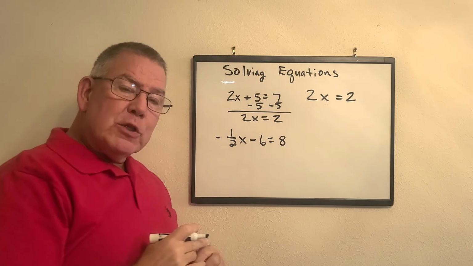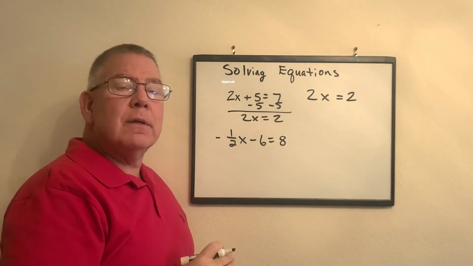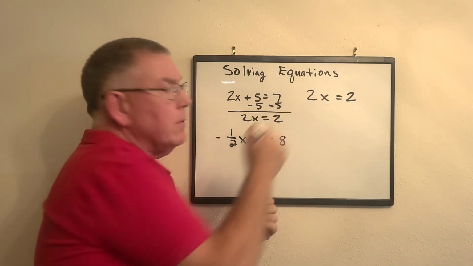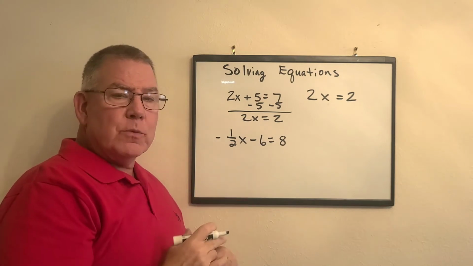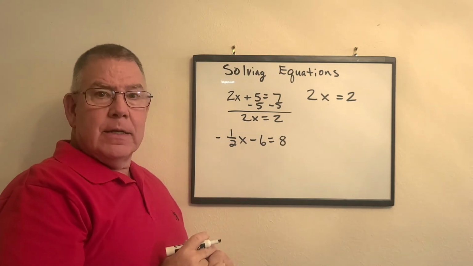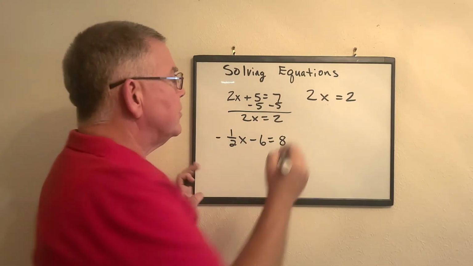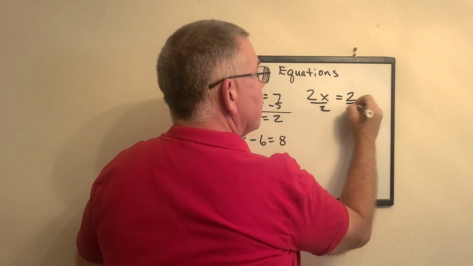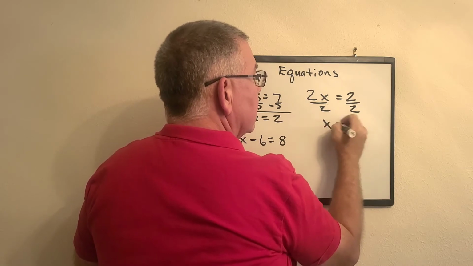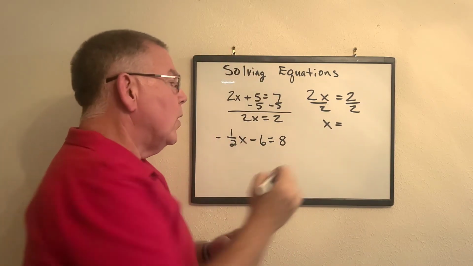Now, I'm undoing what operation? Think to yourself, what do the 2 and the x? What goes between it is a multiplication sign. So I'm not subtracting, I'm not adding, I'm going to divide. So I divide both sides by 2, and 2 over 2 is 1.